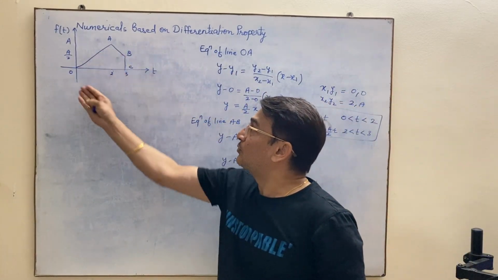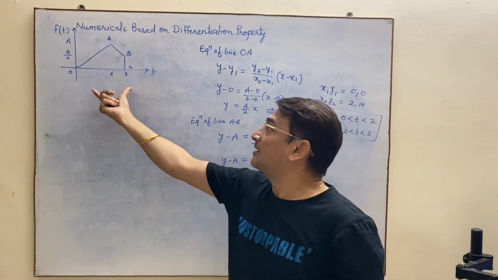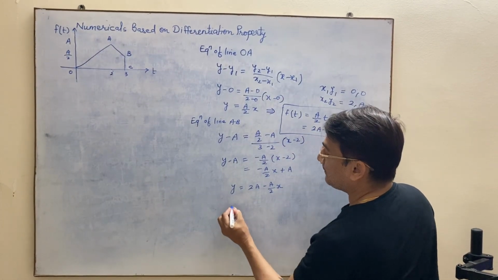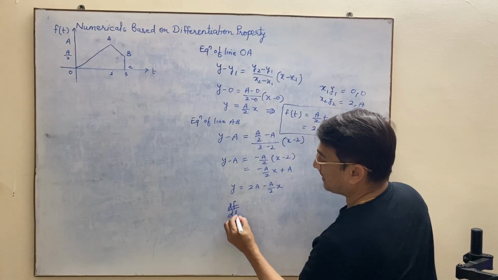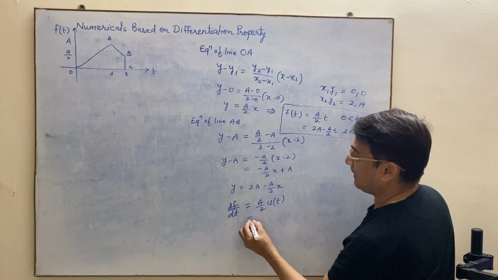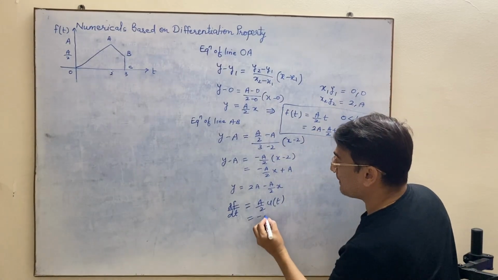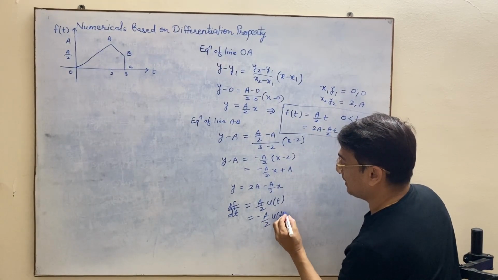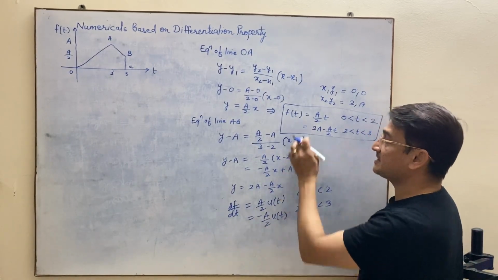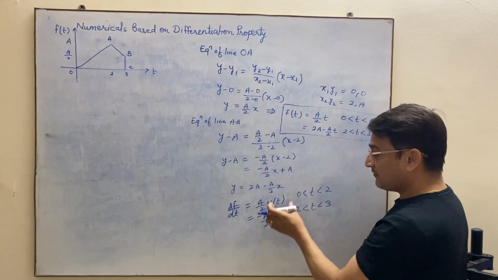Now as you can see, these are two ramps, and I have just told you that you need to differentiate this ramp to get the unit step function. So what will be df by dt? Your df by dt will be a by 2 u(t), and 2a is a constant, it will be giving you 0 value, so you will get minus a by 2 u(t) between 0 to 2 and between 2 to 3. This is your df by dt. So that means f(t) is this. You will differentiate this function f(t) and you will get this thing.